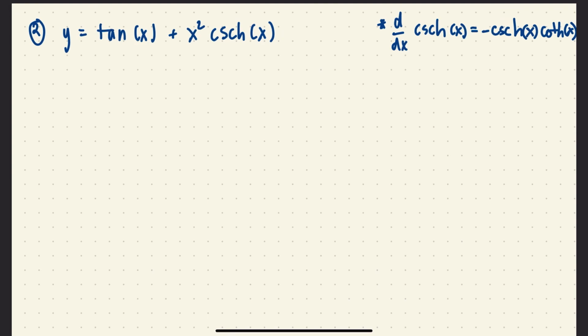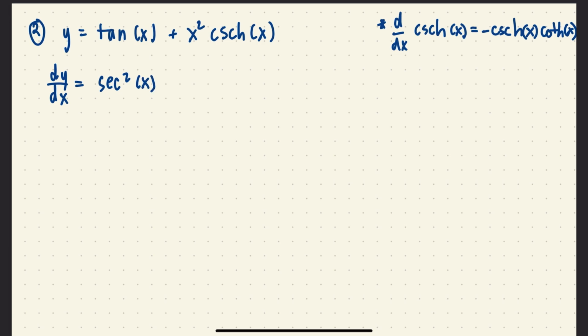For the next example, the function is y is equal to the tangent of x plus x squared times the hyperbolic cosecant of x. So to solve for the derivative, we will be deriving it per term since they're added. So the derivative of your tangent, if you remember your derivative of trigonometric functions, is simply secant squared x.